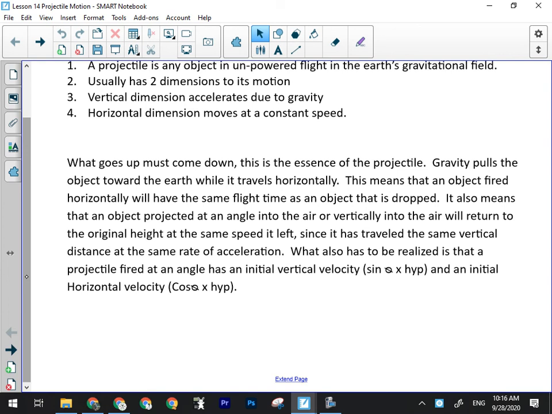Gravity pulls the object towards the Earth while it travels horizontally and vertically. This means that an object fired horizontally will have the same flight time as an object that is dropped. Now, people really have a hard time wrapping their head around that.